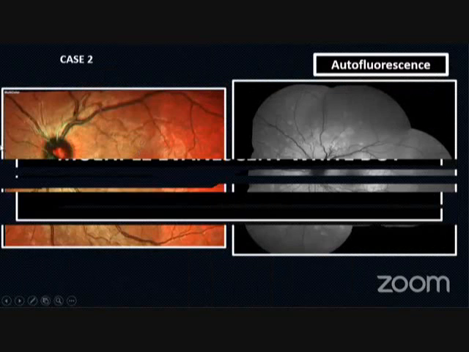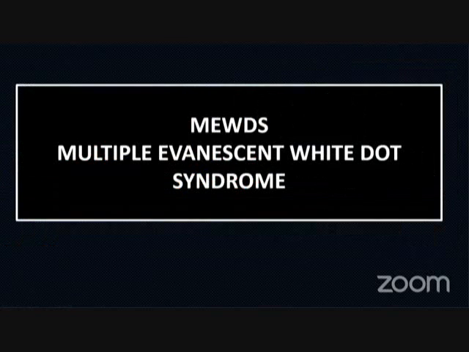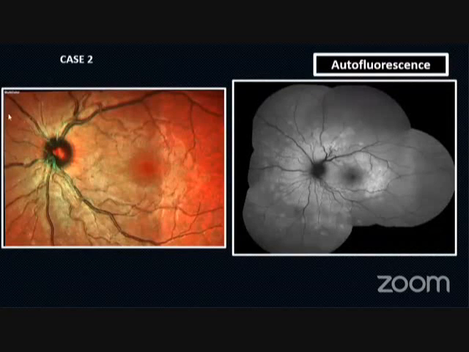MEWDS is multiple evanescent white dot syndrome, and this is another patient. This is a middle-aged male patient who also had MEWDS, and we can see how the posterior area is mainly affected by these hyperautofluorescent lesions, and the smaller dot-like lesions are spreading through to the mid-periphery.